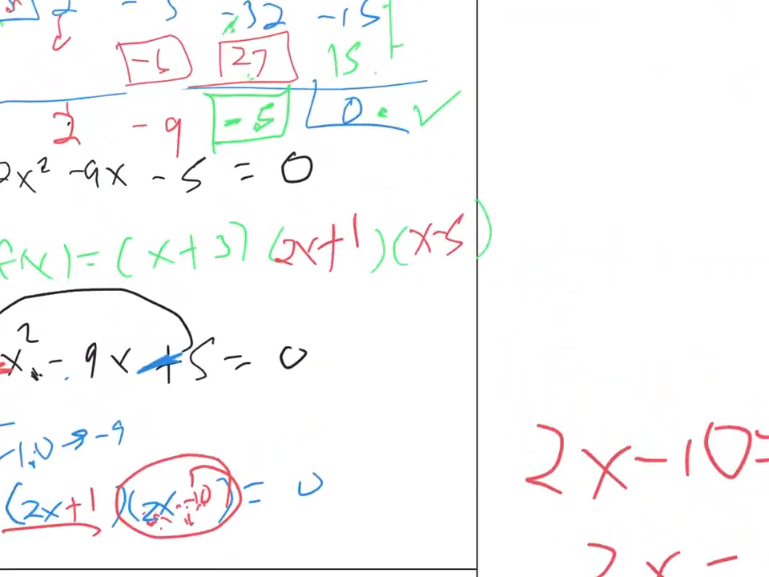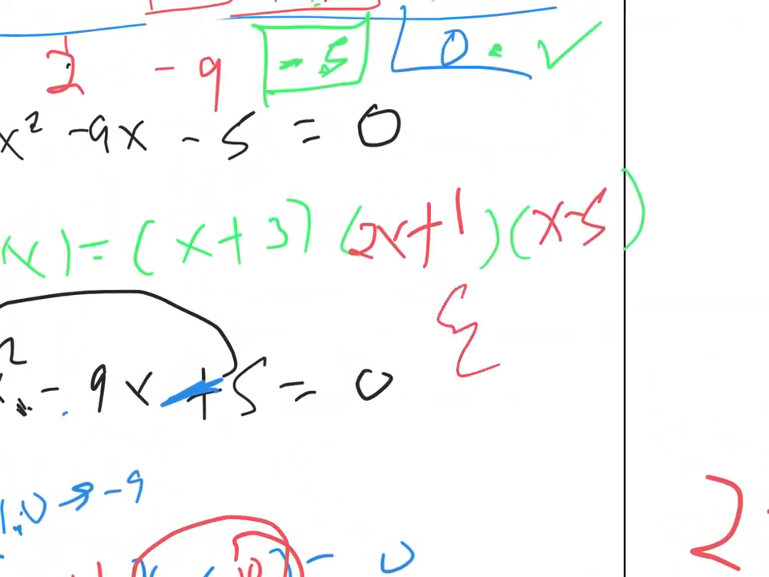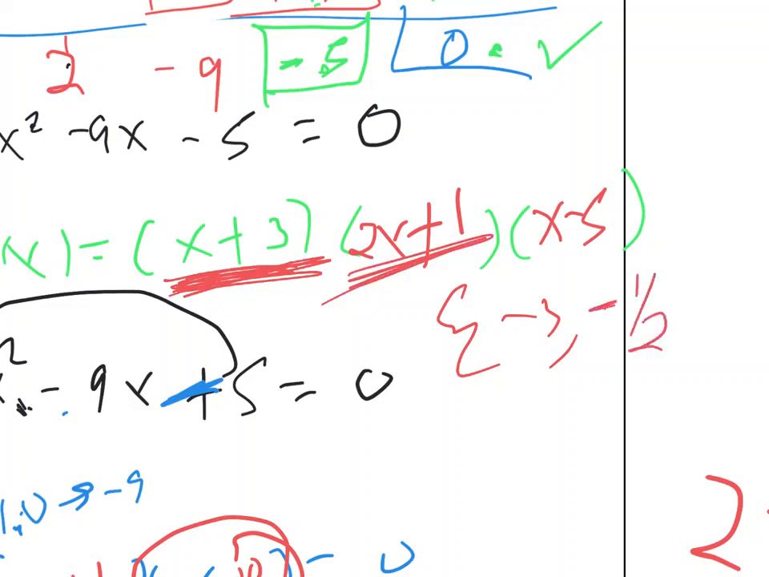Look what happens up here. What are my zeros up here? What's this one give me? This one right here, negative 3. What does this one give me? A half? No. Yes, a negative half. Oh, yeah. What's this one give me?